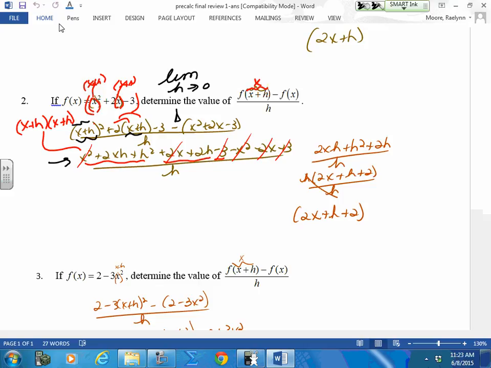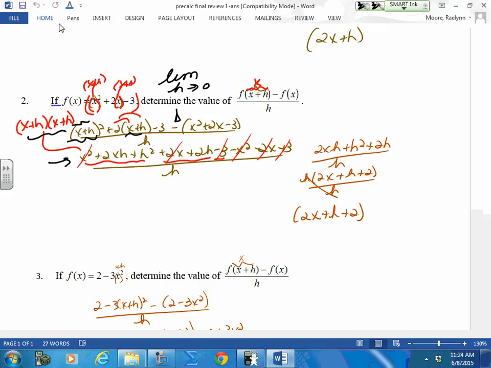Another place is right here. This is not x squared plus h squared. If it were, the x squared will cancel out, the h squared, you'll be stuck. But this is a FOIL process. It's x plus h times x plus h.